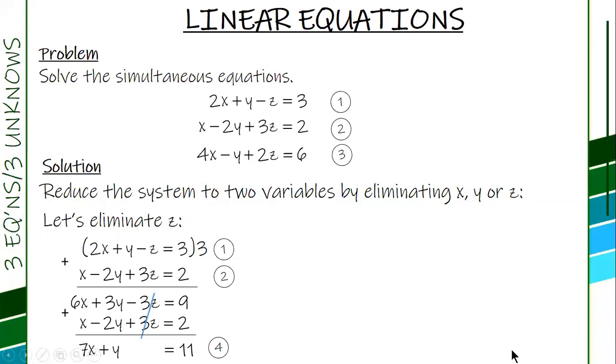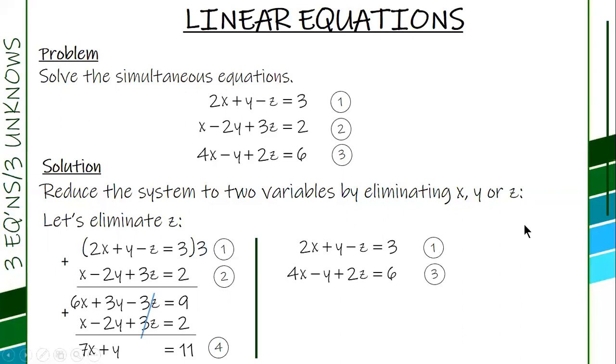And then we combine another pair, equations 1 and 3 this time. Focus again on z. To make the coefficients match, multiply equation 1 by 2. Then rewrite, distributing it. You will have that one.